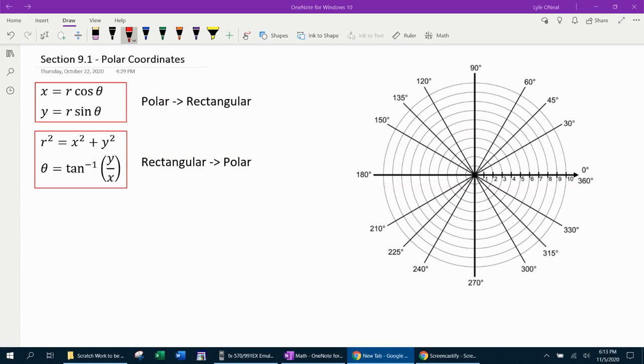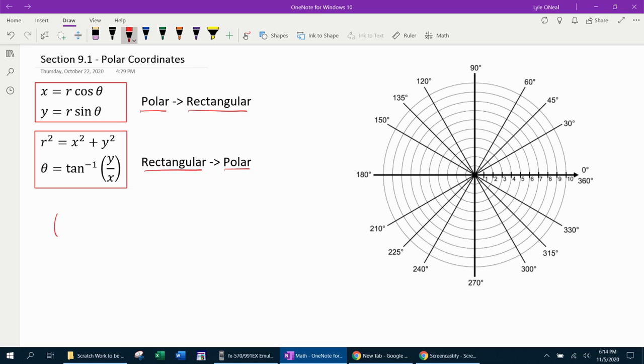All right, hello. Welcome to our lesson on polar coordinates for our trigonometry class. This is going to be section 9.1. We're going to cover all things related to polar coordinates in this lesson. So the first thing to point out is in the red boxes, I have the formulas you're going to need for converting first from polar to rectangular and then from rectangular to polar.